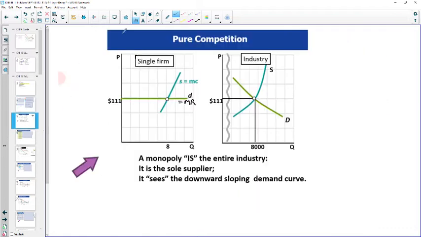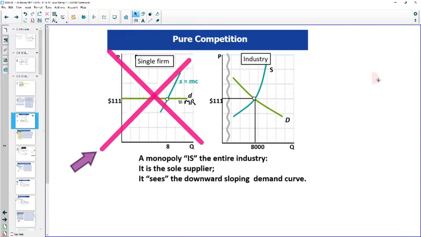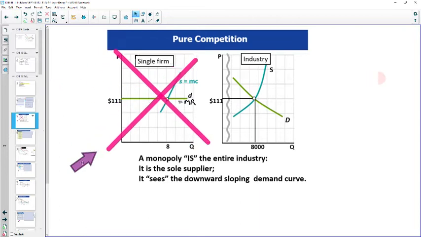All right, so again, in pure competition, the industry sets the price, then the individual firm on the left-hand side sees a flat demand curve. As much as they can produce, they can sell. Think corn farmers. But there is no single firm demand curve.